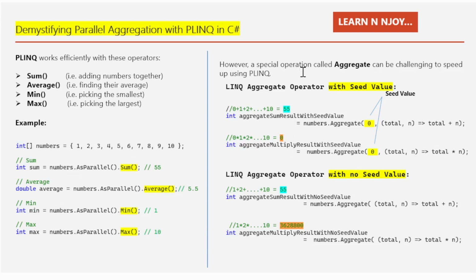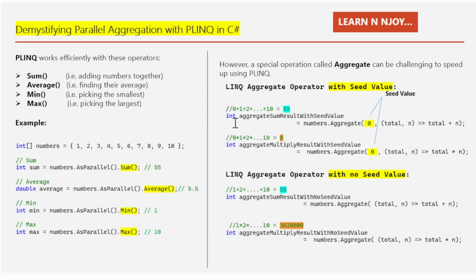However, a special operation called aggregate can be challenging to speed up using PLINQ. So let's have a look at the code snippet shown in two sections: LINQ Aggregate Operator with seed value, and LINQ Aggregate Operator with no seed value. In the section with seed value, the aggregate method is used with a seed value of 0. The aggregate method iterates over the elements in the numbers array and performs the specified aggregation, starting with the seed value. Now let's see the examples.